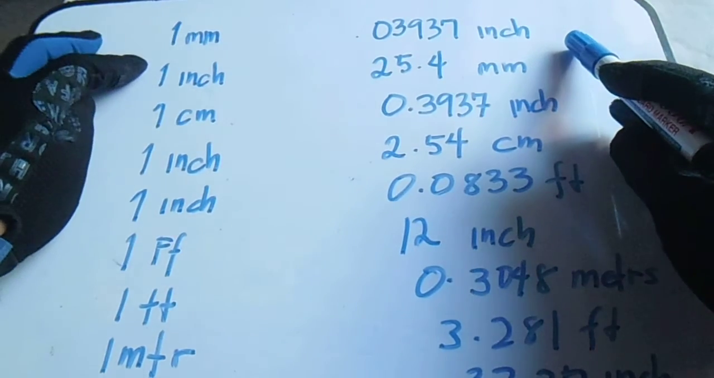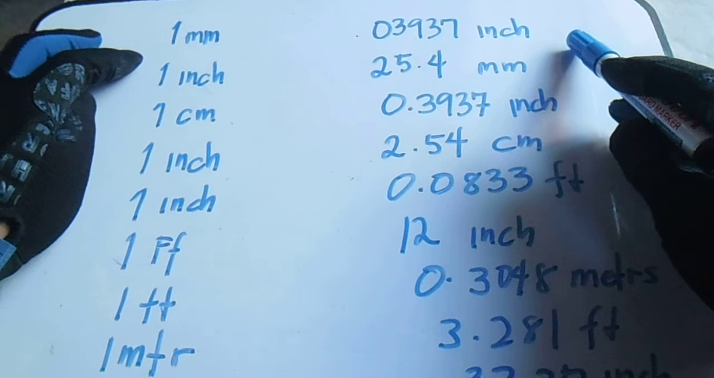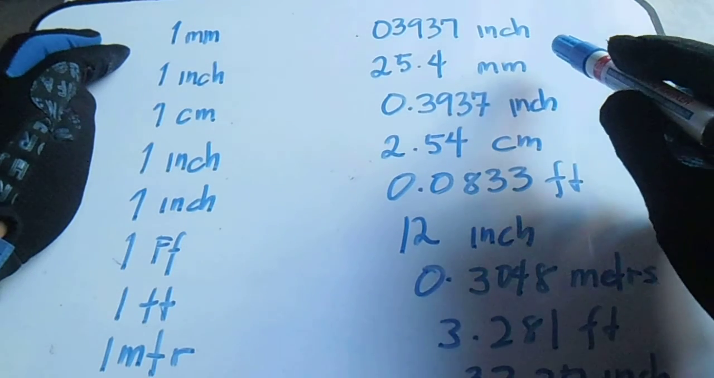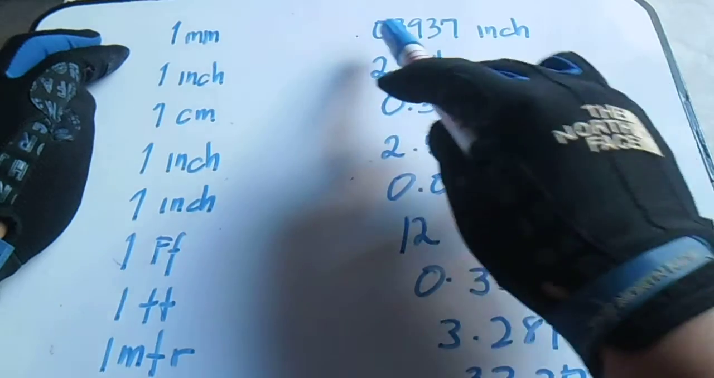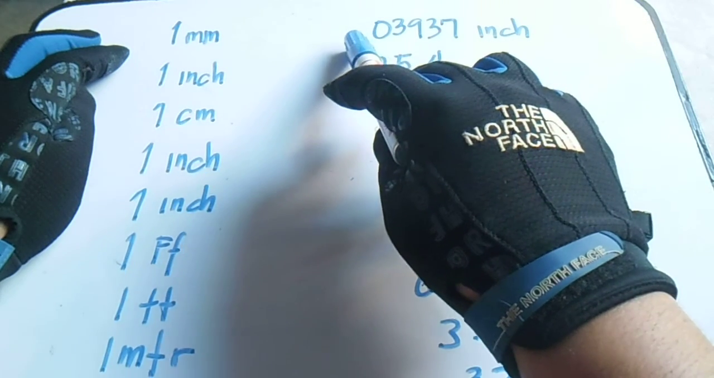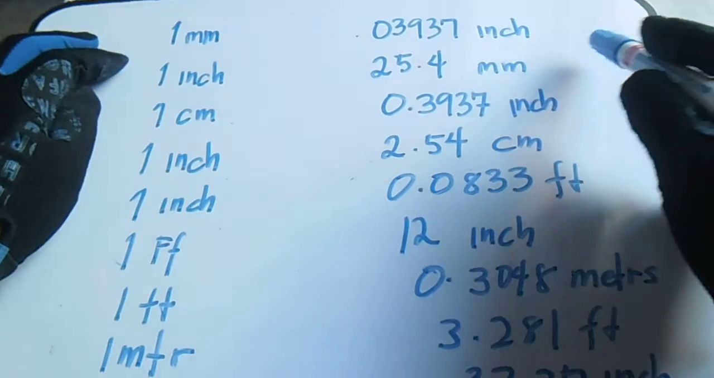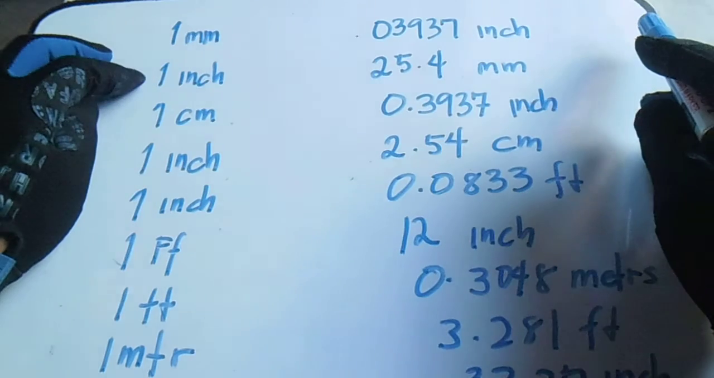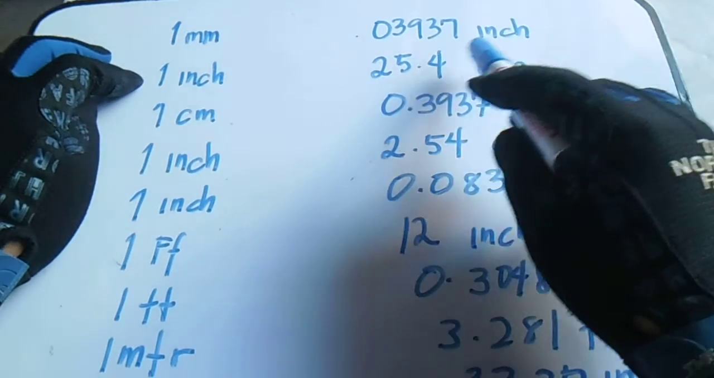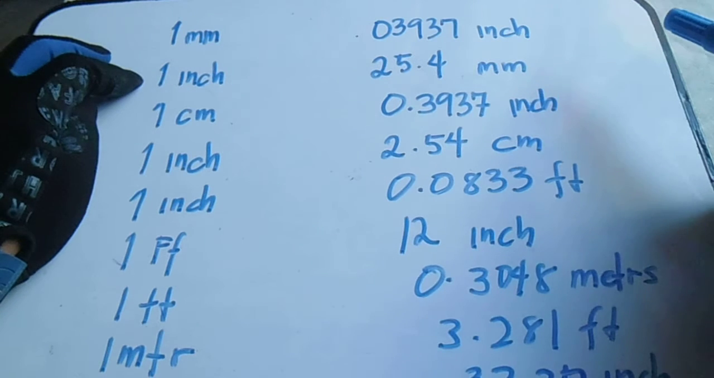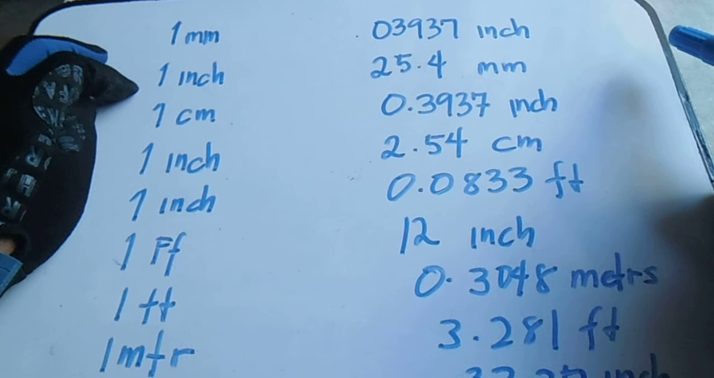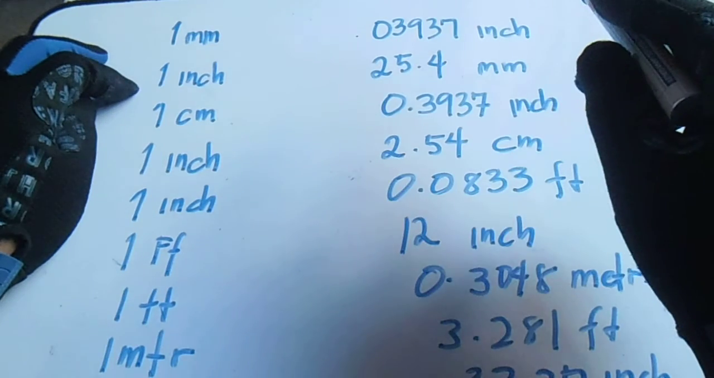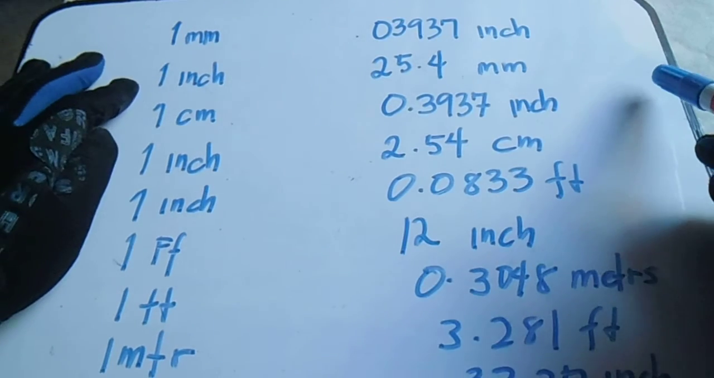If we have 1 millimeter, we have 0.03937 inches. For example, if we have 10 millimeter and you want to change this to inches, just multiply by 0.03937. Now, 1 inch to millimeter is 25.4. If we have 1 inch, in millimeter it is 25.4. Let's say we have 2 inch or 3 inch, just multiply it by 25.4 equals millimeter. That is converted to millimeter.